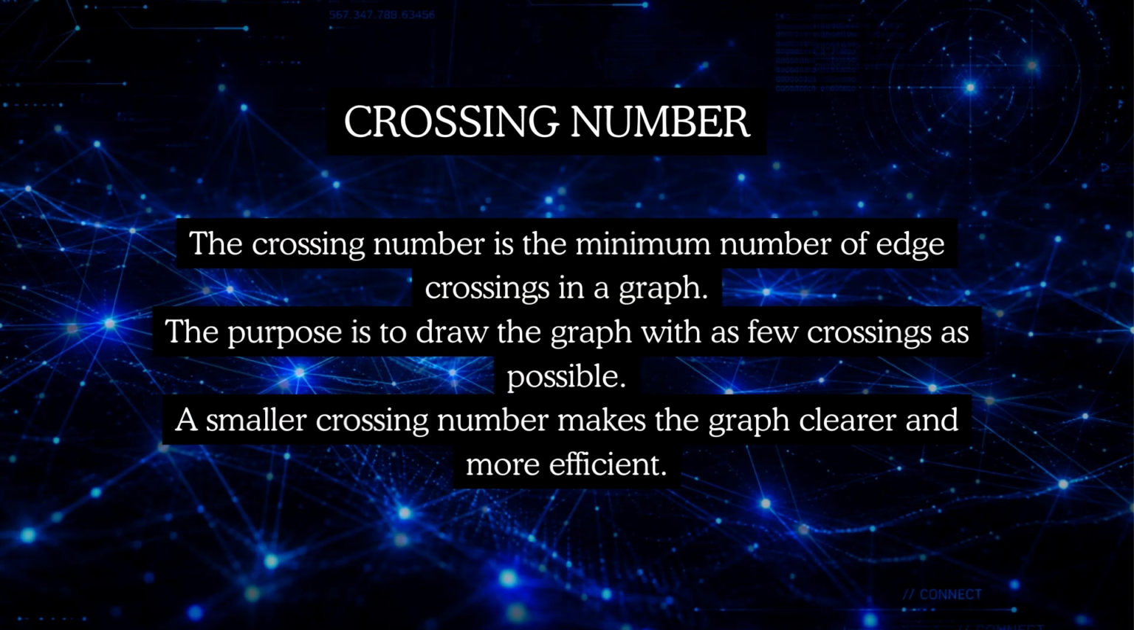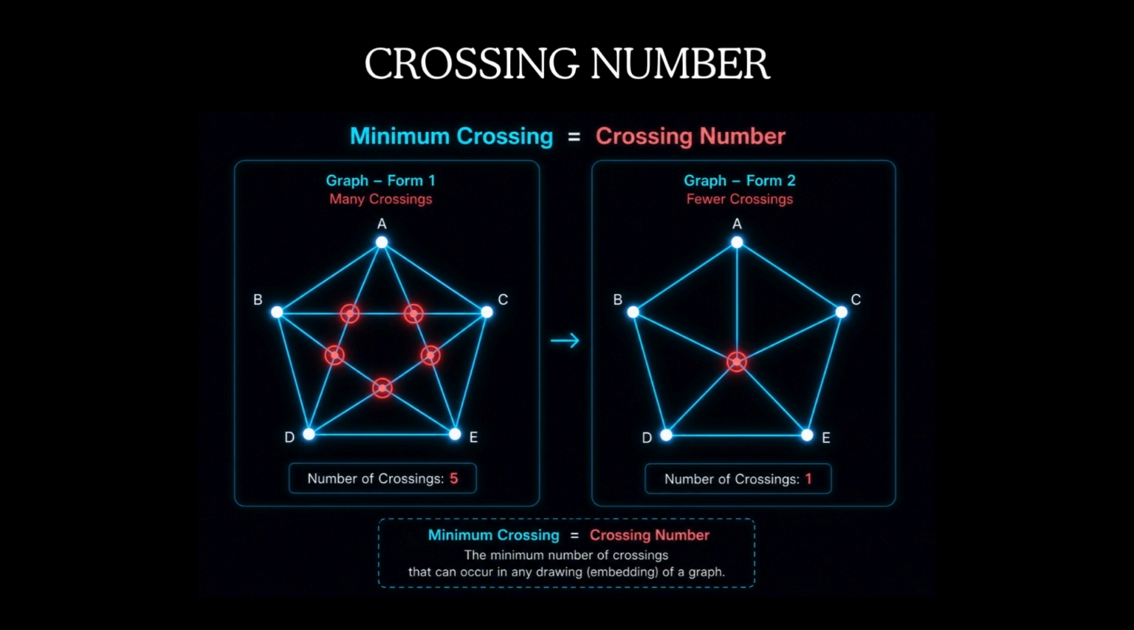The crossing number of a graph is the minimum possible number of edge crossings that can occur when a graph is drawn on a plane. In the left illustration, the graph contains many crossings, highlighted by the red circles. Because there are too many intersections, the graph looks more complicated and difficult to read. However, in the right illustration, the same graph is rearranged into a better layout with fewer crossings. In this case, the number of crossings is reduced from 5 to only 1. This demonstrates the concept of crossing number, where the goal is to draw a graph with as few crossings as possible. A smaller crossing number makes the graph clearer, more organized, and more efficient for visualization and analysis.